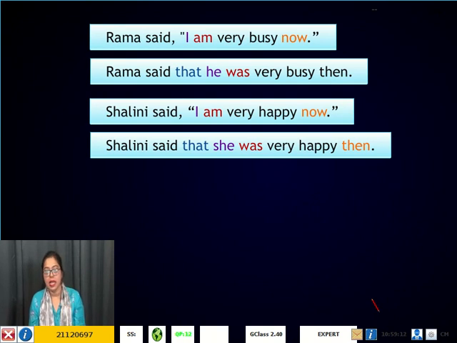Am becomes was, and now becomes then. This is how we convert from direct speech to indirect speech. Is it clear to all of you? Very good. Now you see, Shalini said that, that is highlighted. And next you see, I becomes, what does I become? I becomes she. I is first person singular, she is third person singular.